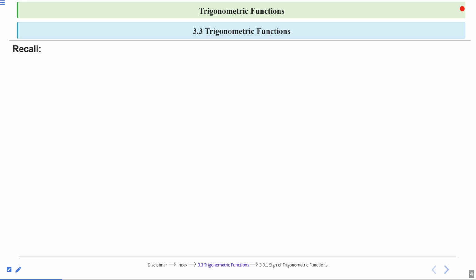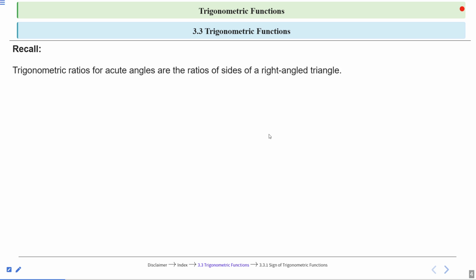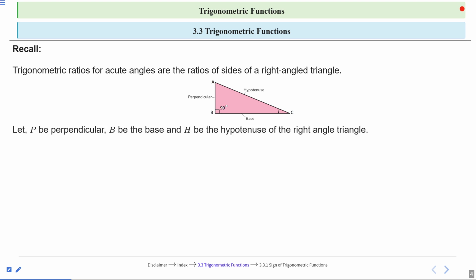Let us recall. Trigonometric ratios for acute angles are the ratios of sides of a right angle triangle, right? You can see it is a right angle triangle, triangle ABC, right angle at B. Here BC is base, AB is perpendicular and AC is hypotenuse, right? Let P be perpendicular, B be the base and H be the hypotenuse of the right angle triangle.